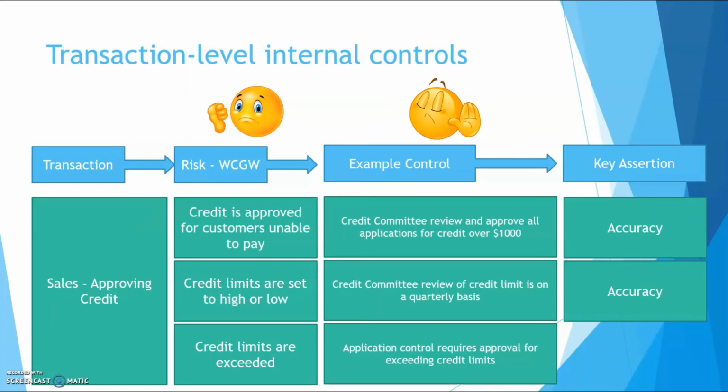If your biggest customer has really good cash flow and they want to make a really big order, and the system says, no, you can't approve it because the credit limits are exceeded, you need to have a way to get around that control. But it needs to be only done by the right person to prevent that happening regularly. And again, this is the accuracy assertion.